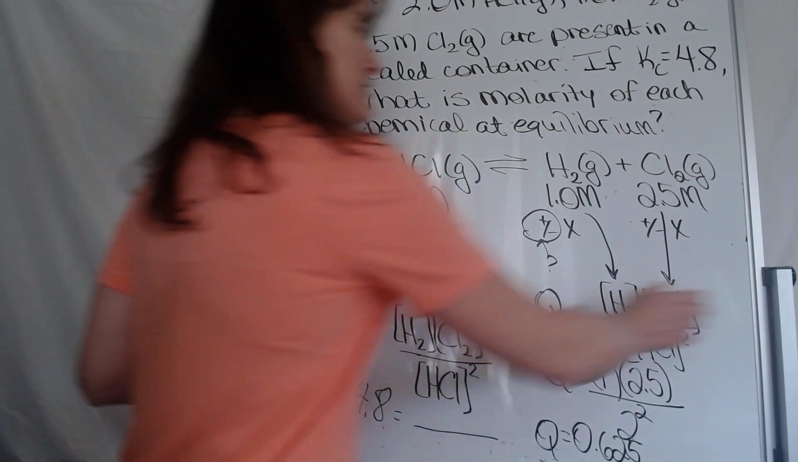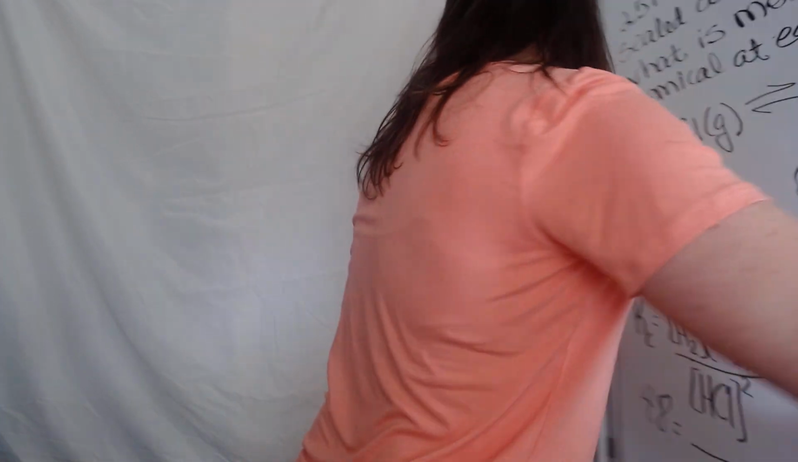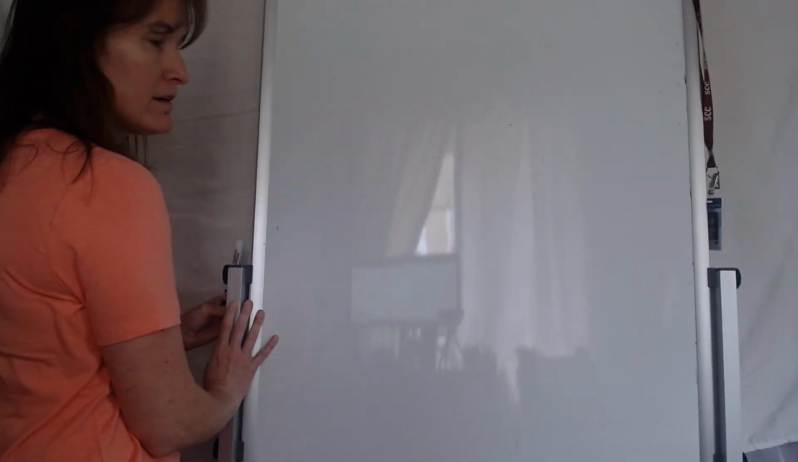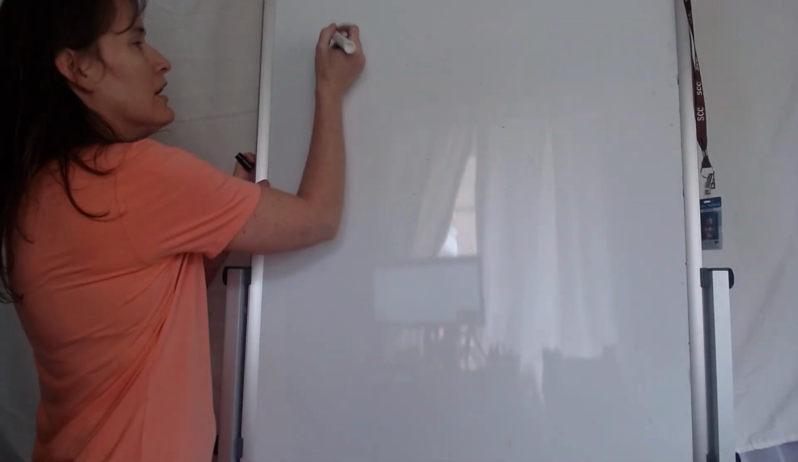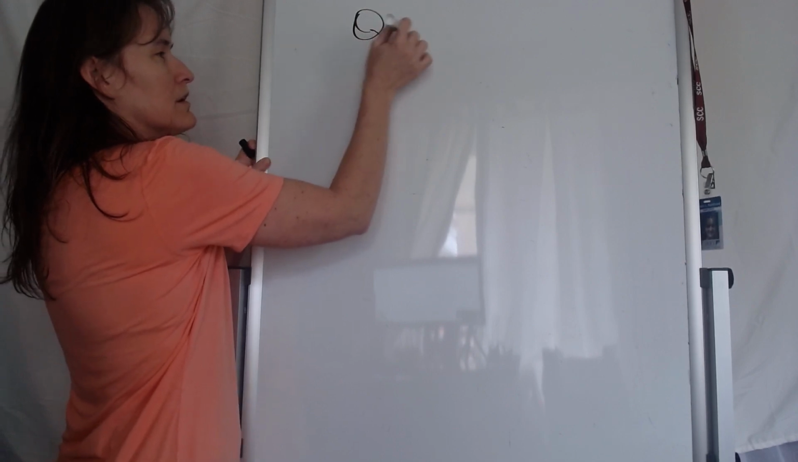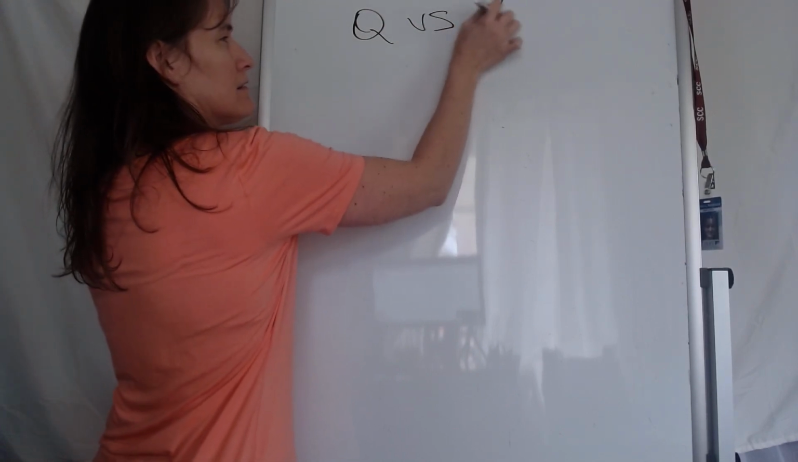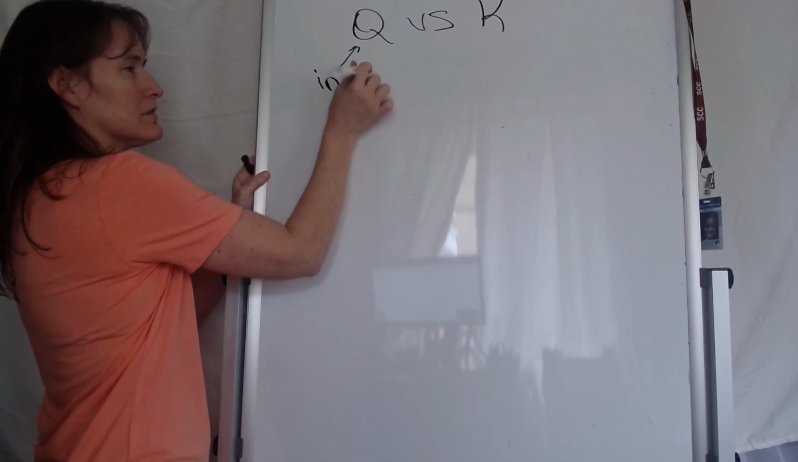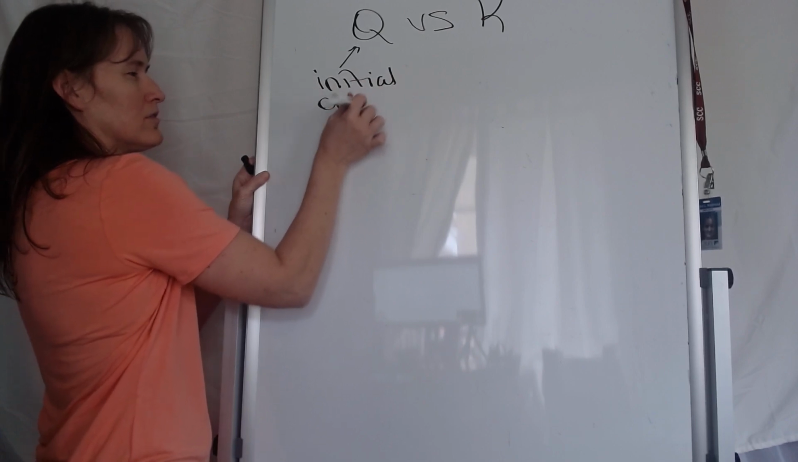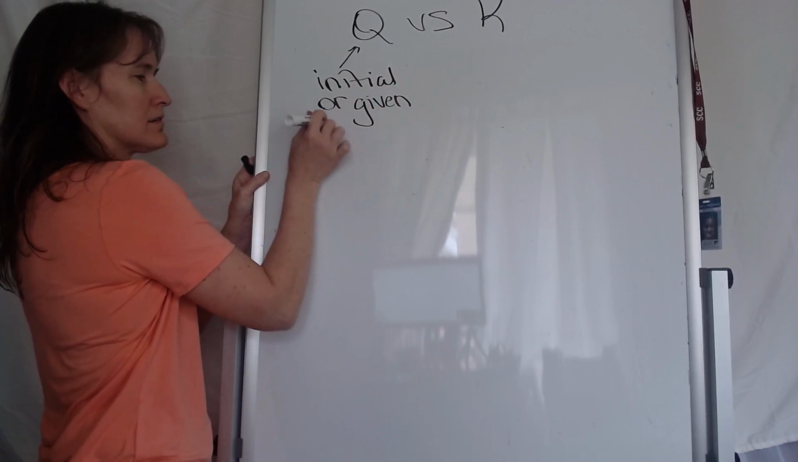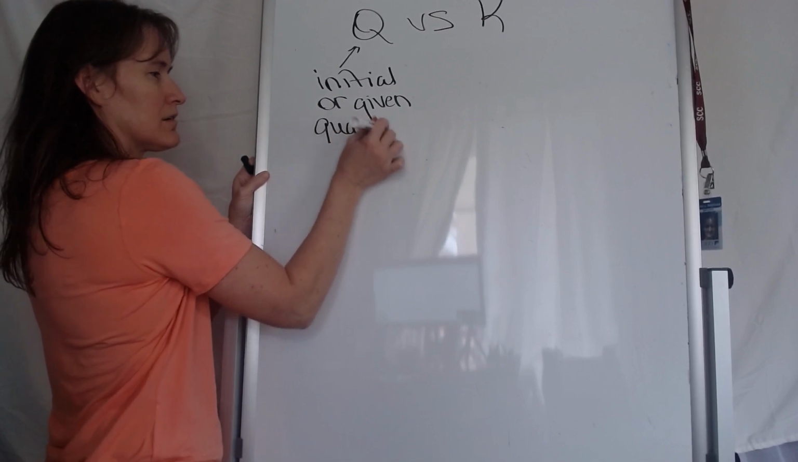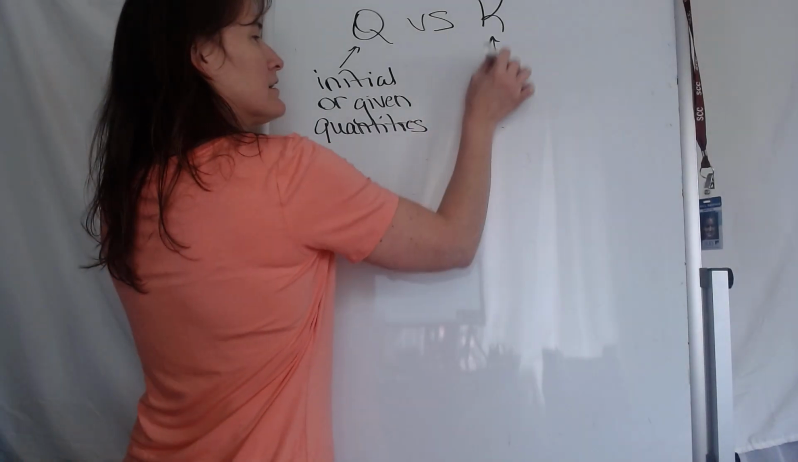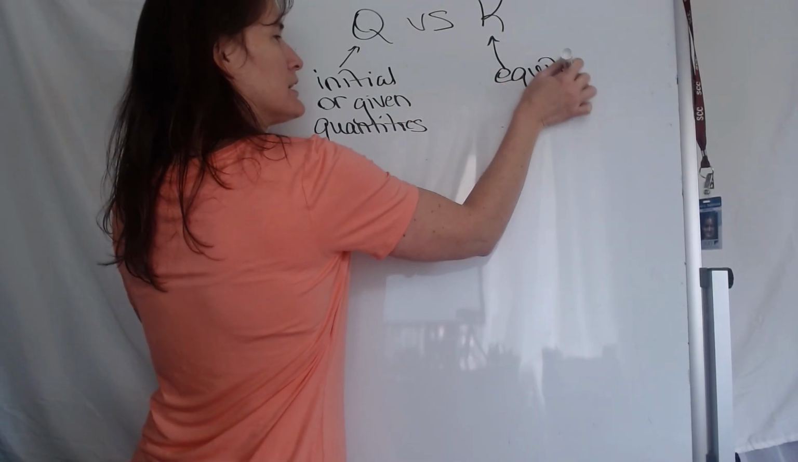Okay, so I'm going to turn the board around so that we can just talk about Q and K. So Q versus K. Q is based on the initial or given quantities, on that ratio. K is only based on equilibrium quantities.